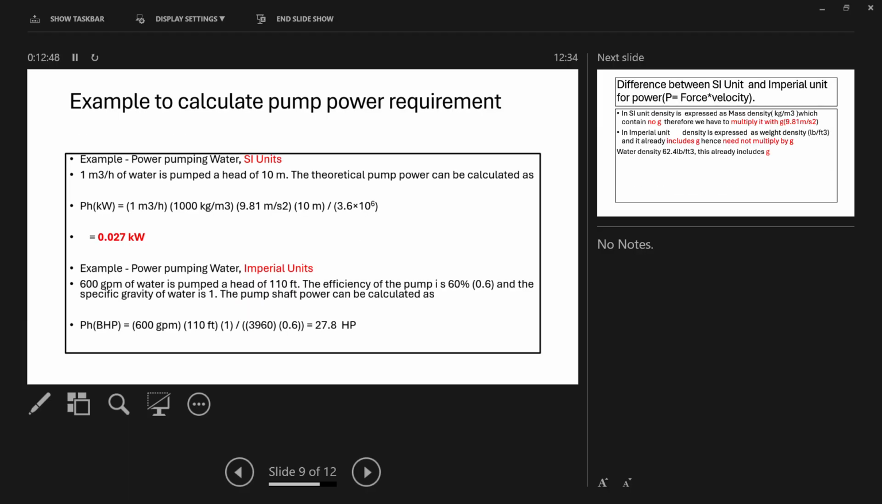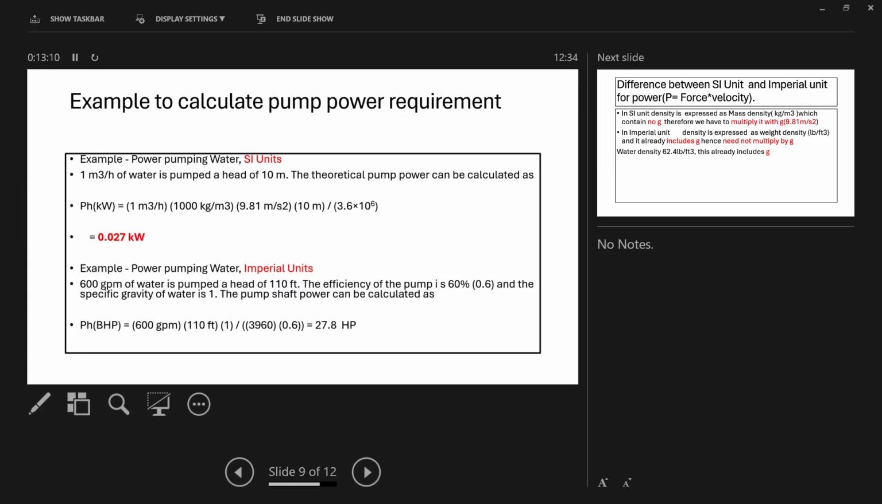In SI unit, if you calculate the power, suppose a pump is handling 1 meter cube per hour of water and pumping to a head of 10 meter. 10 meter means 1 kg per centimeter square. Then what is the power discharged from the pump? That will be how much? Now 1 meter cube per hour into its density.